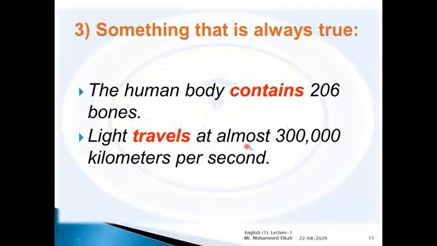Light travels at almost 300,000 kilometers per second. So travels, in the form of light means it. It travels, verb plus S, travel plus S. Why? Because light is it. Light can be replaced with the subject pronoun it. It's the same thing as in the human body. We are talking about the body. It contains, and it travels. So when we talk about facts, these are facts. When we talk about facts, we should use present simple tense. We should use the rule of S.